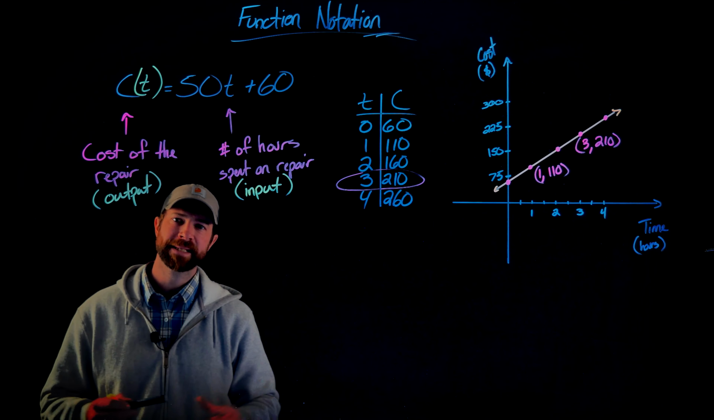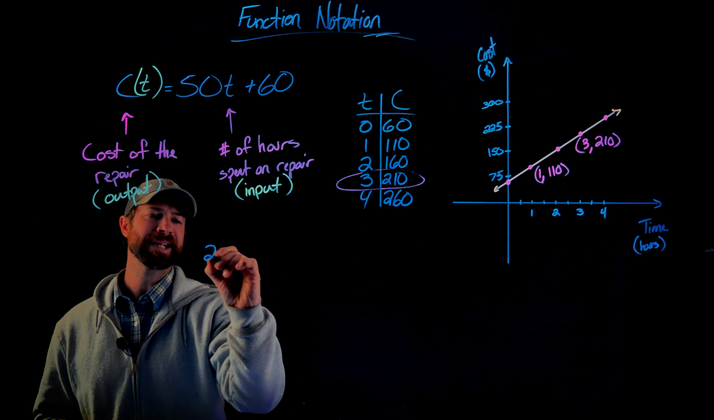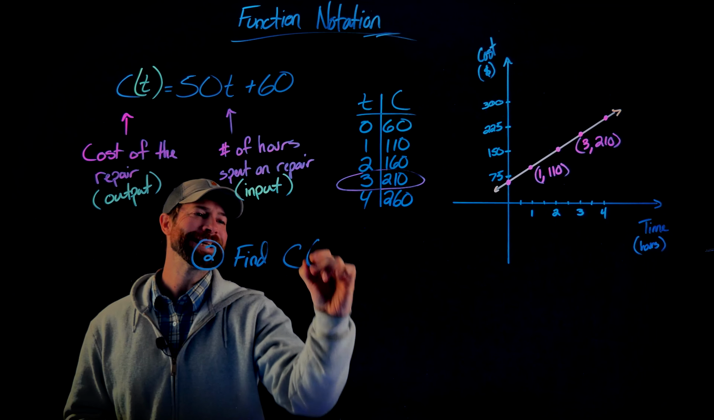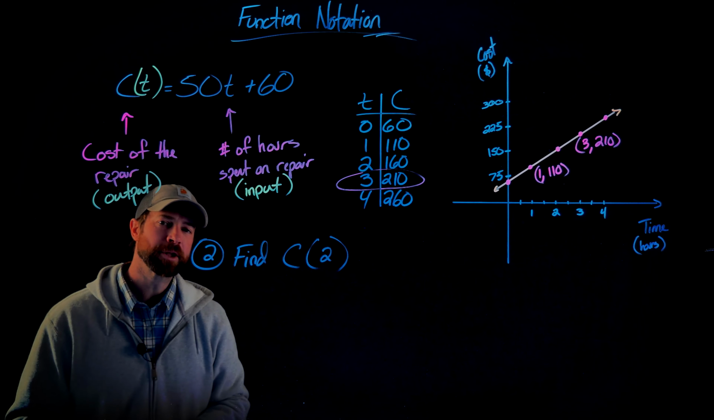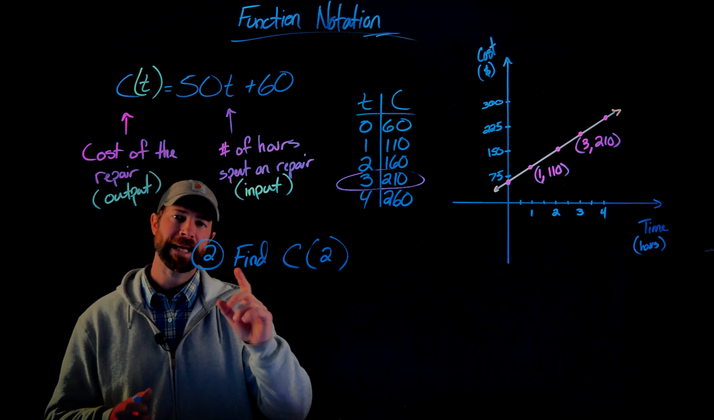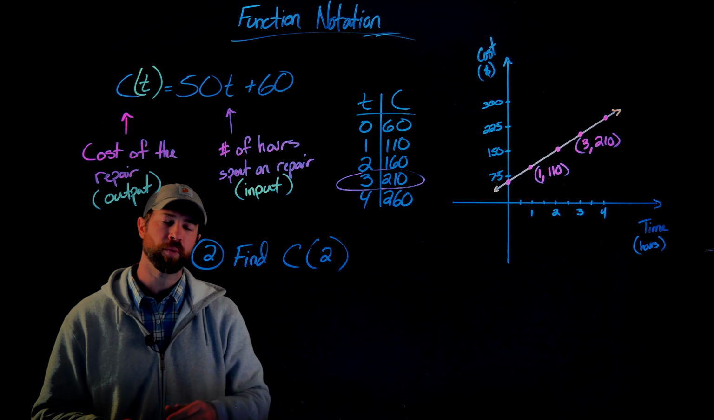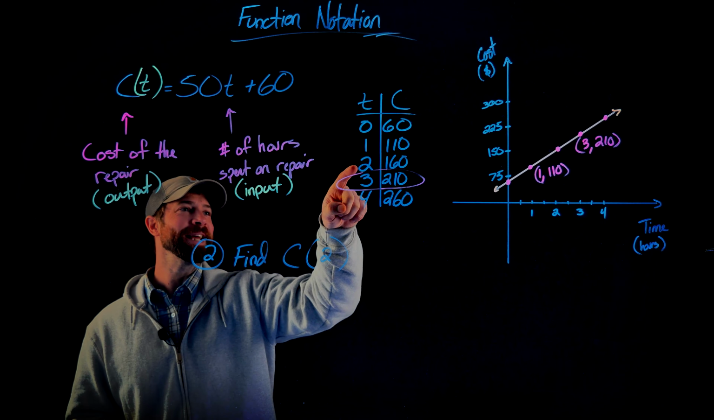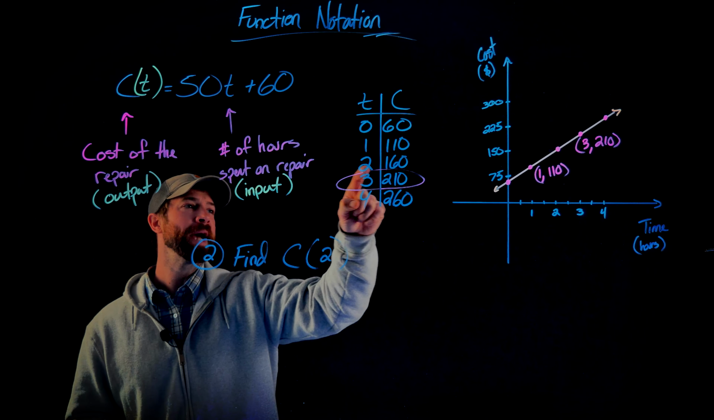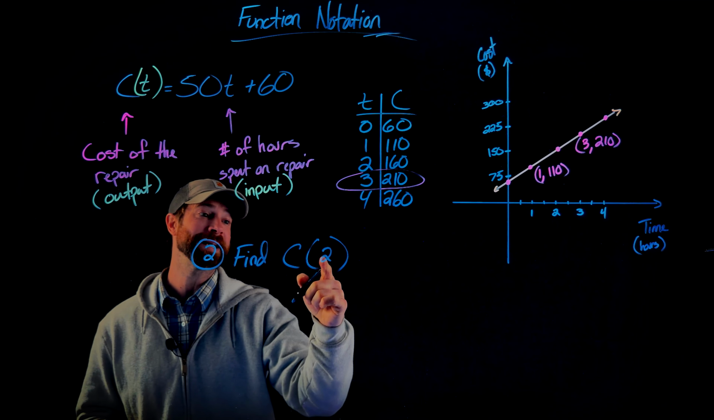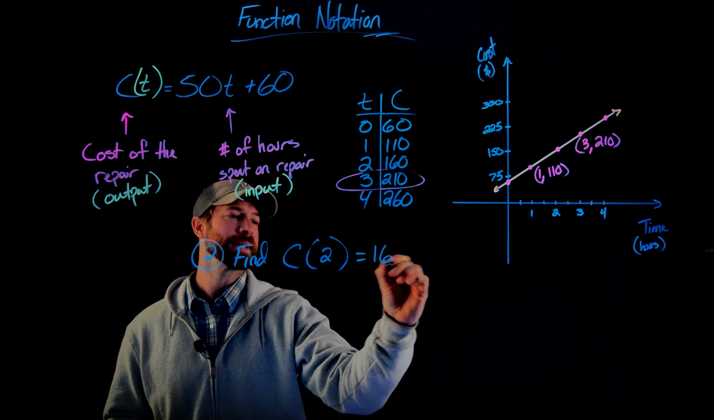To tie that last example together, let's look at another one. For instance, if I wanted to find, let's say, C of 2. What this is looking for is what this function outputs when I plug in a 2. I could do that two different ways. I could go to the table of values, find my input or my t value of 2, and find out the associated cost is 160. So that would give me that C of 2 is 160.